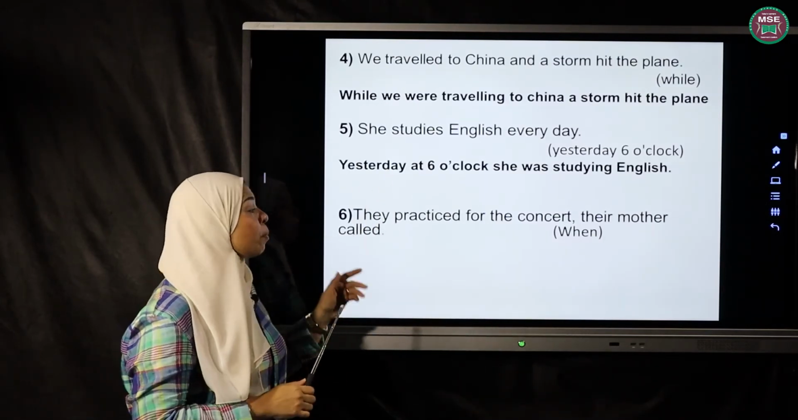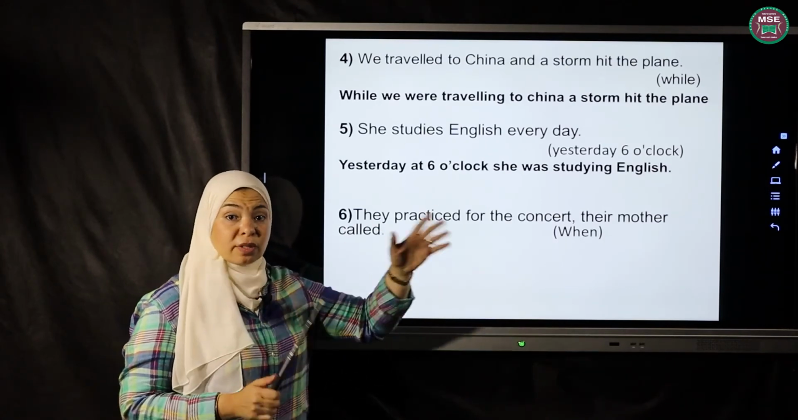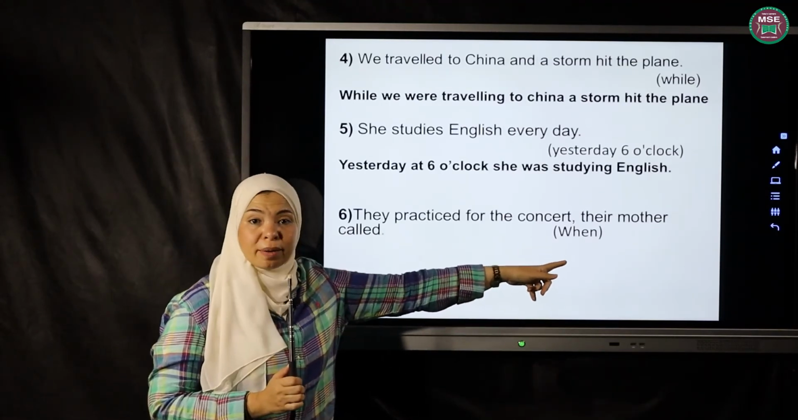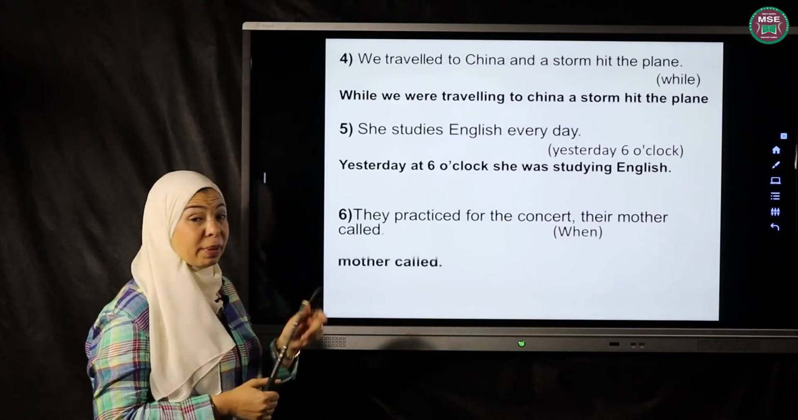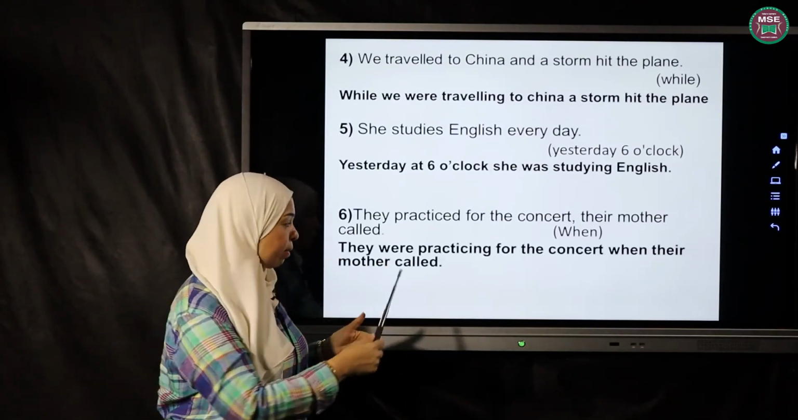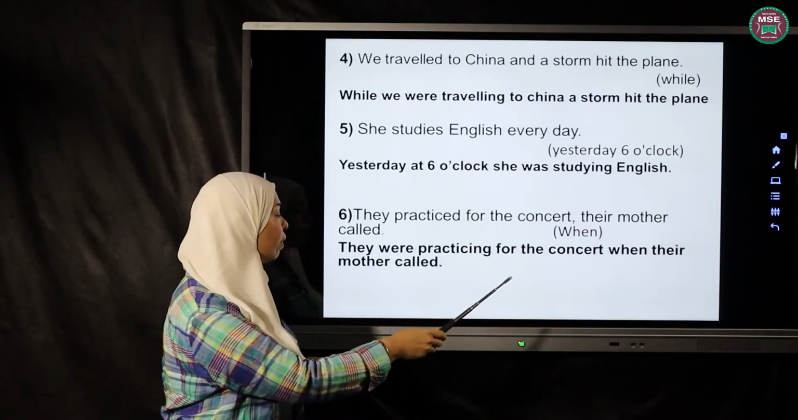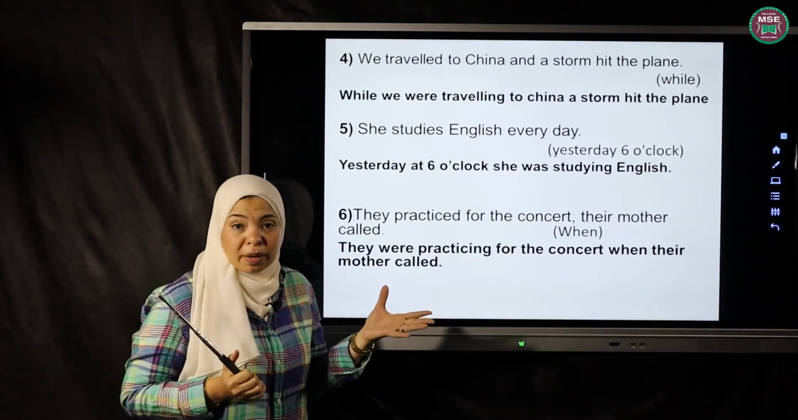Number 6. They practiced for the concert. Their mother called. They practiced and then their mother called them. Interrupted them, of course. Rewrite using when. When should be followed by the past simple verb. They were practicing. This is the long action verb. They were practicing for the concert. When what happened? When their mother called. Of course, once she called them, they were interrupted by this.